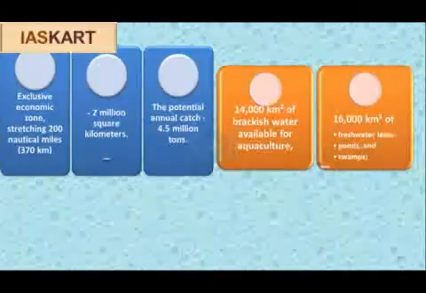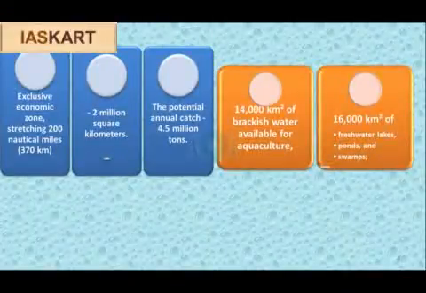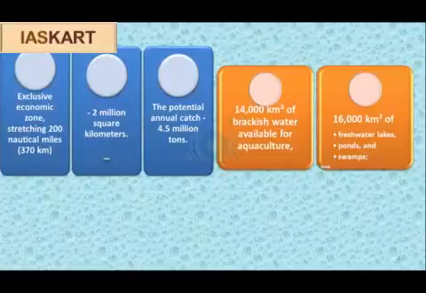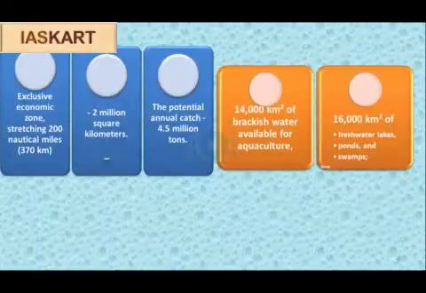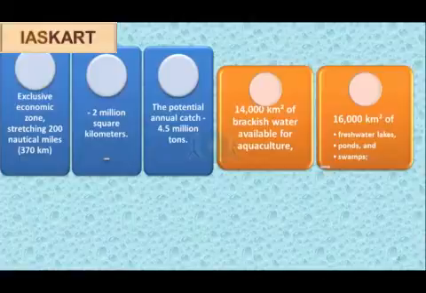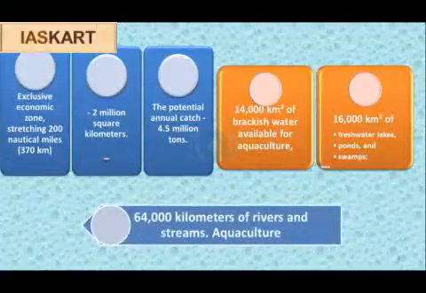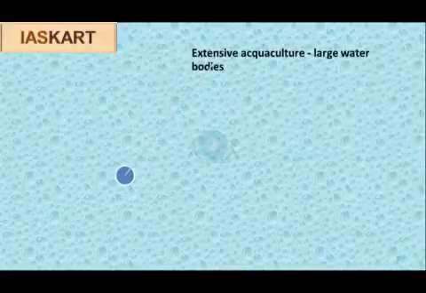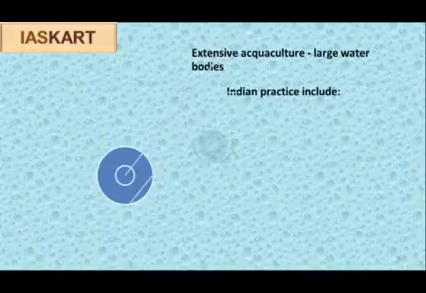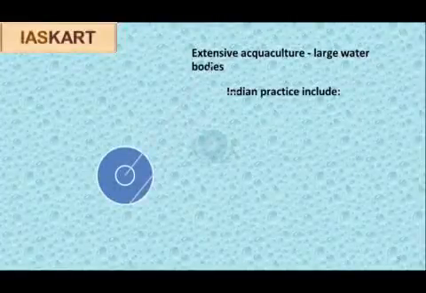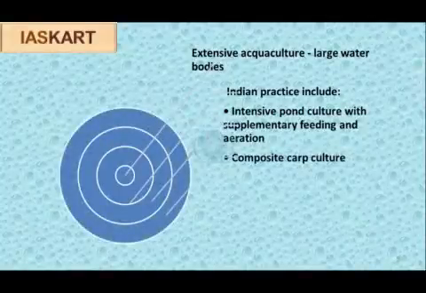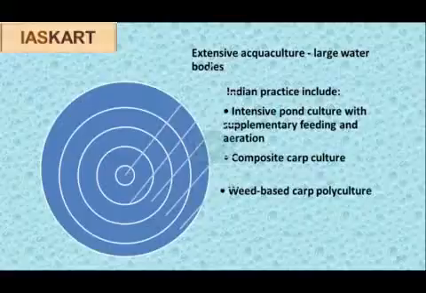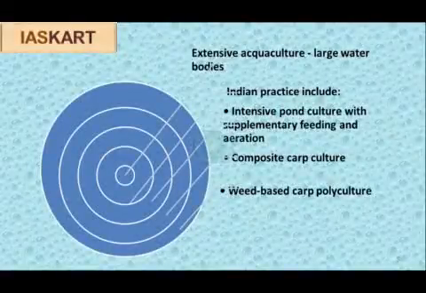Therefore, the aquaculture systems adopted in the country vary greatly depending on the inputs available in a particular region as well as the investment capabilities of the farmer. While extensive aquaculture is being carried out in comparatively large water bodies, the different culture systems in India include intensive pond culture with supplementary feeding and aeration, then composite carp culture, weed-based carp culture, integrated fish farming with poultry, pigs, etc.